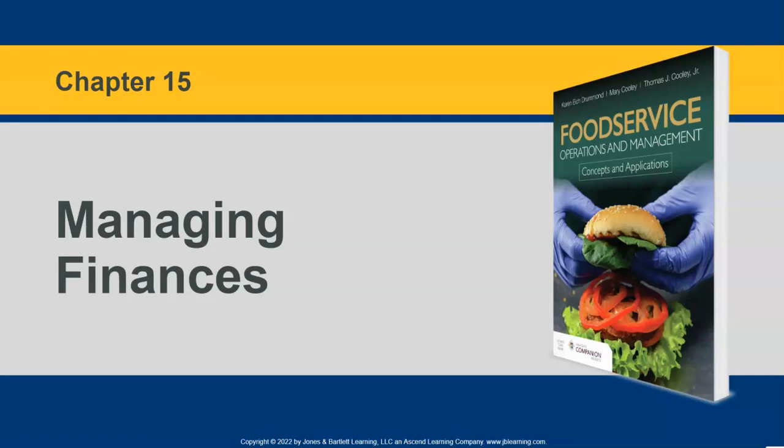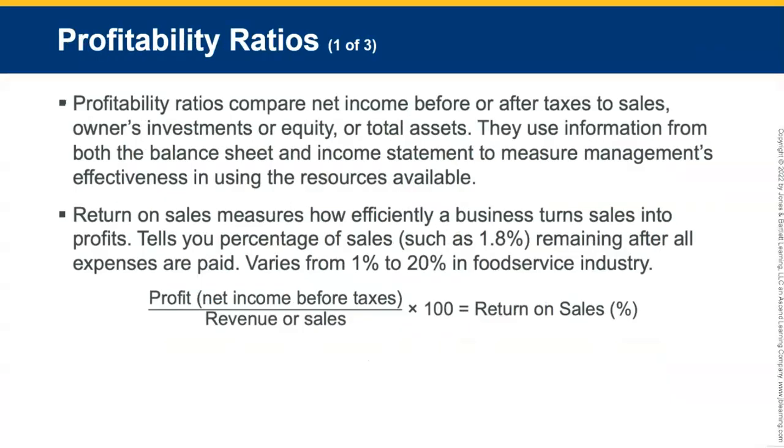Today, we will be discussing Chapter 15, Managing Finances. Profitability ratios compare net income before or after taxes to sales, owner's investments or equity, or total assets. They use information from both the balance sheet and income statement to measure management's effectiveness in using the resources available.